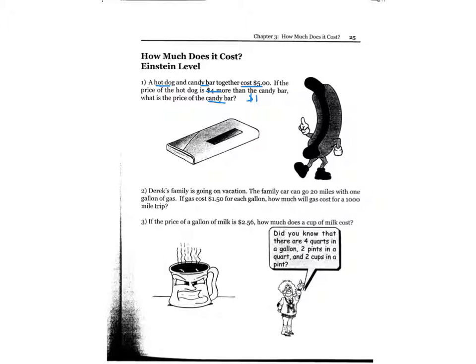So what costs more, the hot dog or the candy bar? The candy bar is less than the hot dog, so we'll start with that. So the candy bar, and what is the hot dog? Well, the hot dog is whatever the candy bar is plus 4. And how much is it altogether? 5. And so when you look at this, you can see, well, these two boxes, which stand for the candy bar twice, plus 4 equal 5.